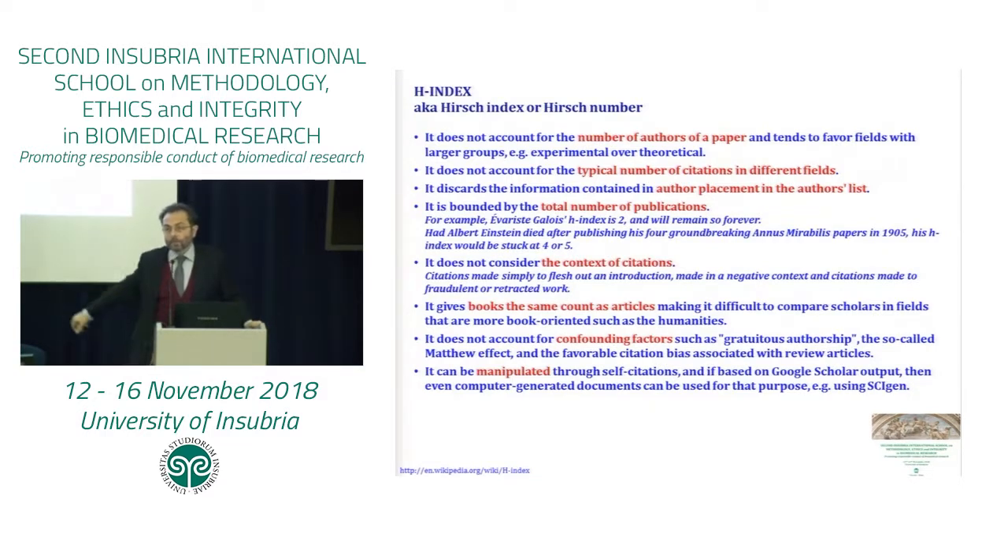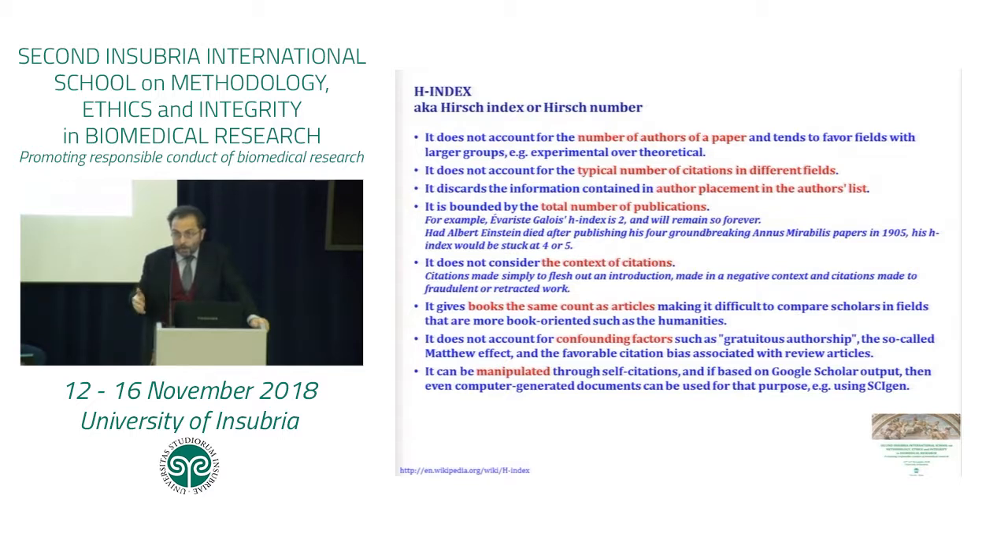And this morning we heard about what happens, for instance, in biomedicine. It's a rule to have a lot of authors, to have multi-author papers. Sometimes, unfortunately, sadly, it's also the rule to gift authorship. It would be good, maybe next time, to have a seminar about authorship criteria, rules and good practice in authorship assignment. It does not account, once more, for the typical number of citations in different fields.